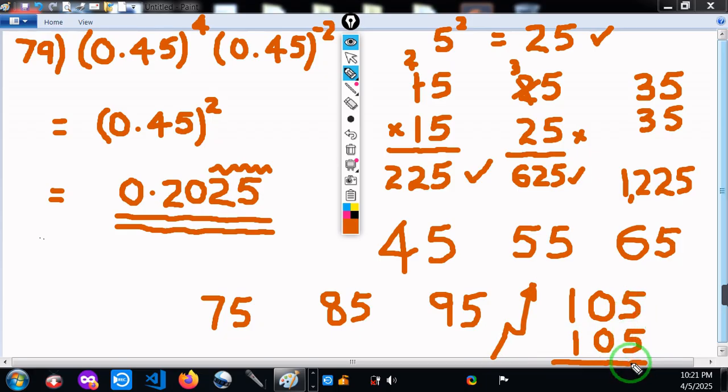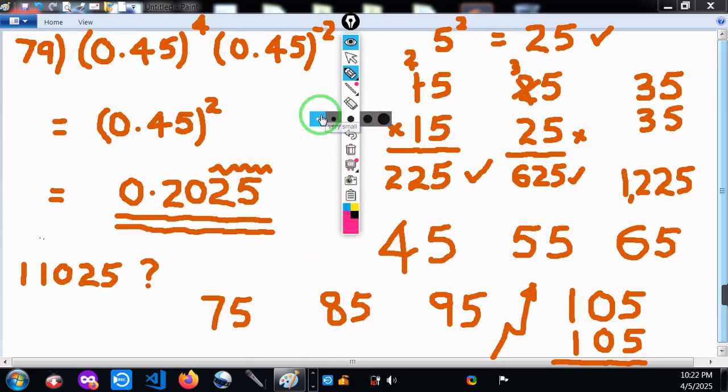5 times 5, 25. 11 and 10, 110. Is it 110? 110 and 25. Check. 5 times 5, 25. And then 10 becomes 11. 11 times 10 is 110. Let's check this. Is this correct? Let's use this pink color.